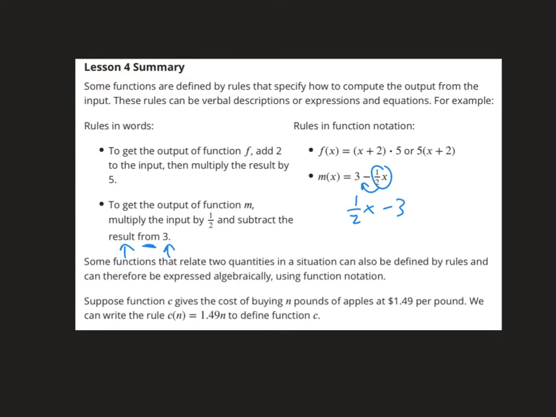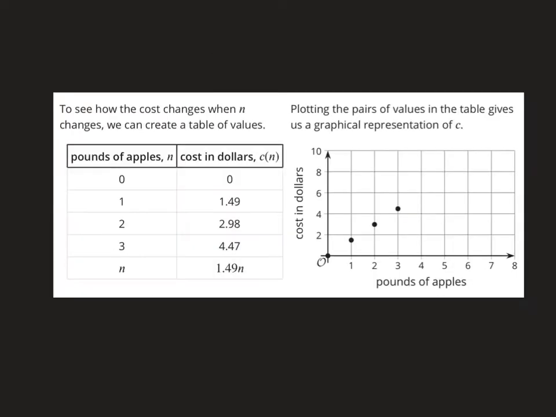Now it says, suppose the function gives the cost of buying n pounds of apples at $1.49 a pound. We can write the rule as C of n, right? The cost of n amount of apples is equal to $1.49 times the number of pounds of apples to define that cost function, right? Turning that into words. To see how the cost changes, we can put this into a table of values and we can graph it and see that this graphical representation is very linear.